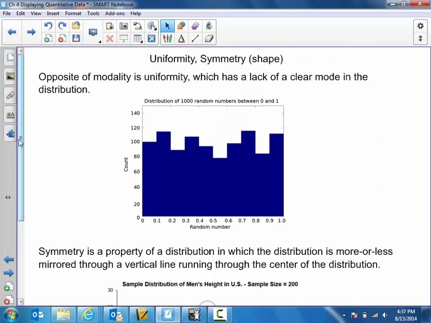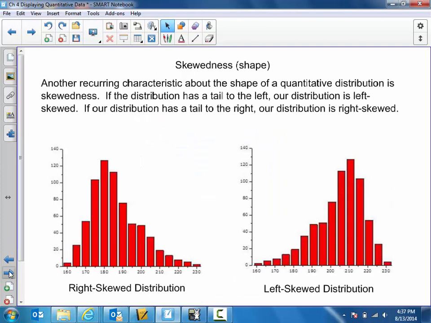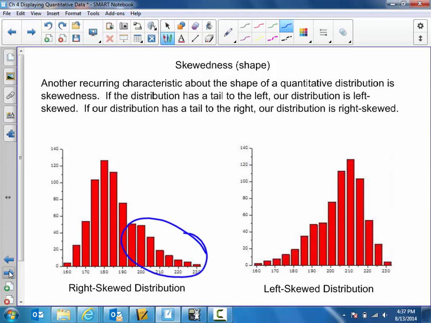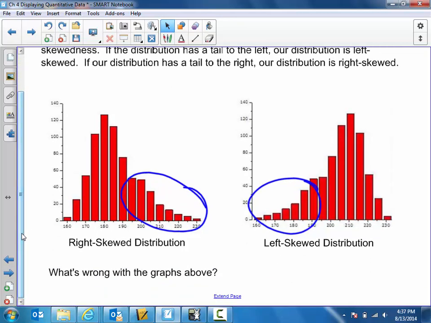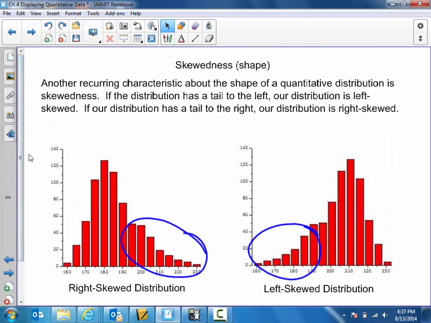All right, skewedness. Skewedness is, I think, way more common than uniformity and symmetry. Skewedness refers to whether or not you're seeing a tail on the data. And thankfully, it's pretty easy to remember how you refer to the skewedness. Whichever side the tail is on, in this case you've got a tail over here, that is a right skewed distribution of quantitative data. You've got a left skewed distribution in the second example here.